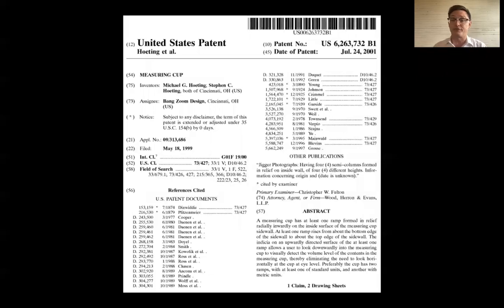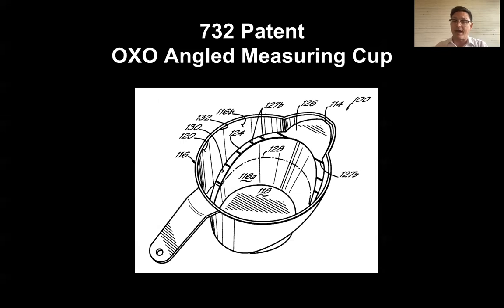Okay, so in preparation for class, I would like you to look at the Hotelling 732 patent for a measuring cup that is included in the casebook. I would like you to read that patent document carefully, and I would like you to look at the images for the patent document, and we will discuss them more extensively in class.